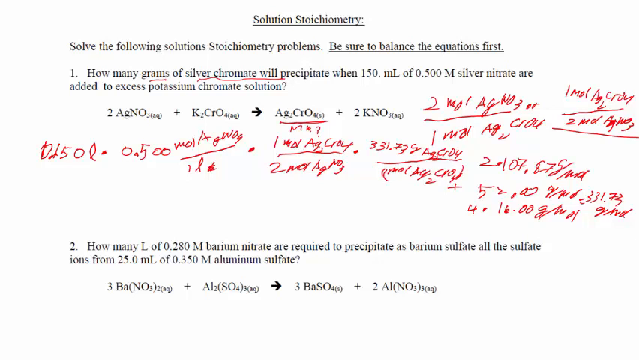There we have it. And now all we need to do is go, okay, let's check our units. Liters cancels with liters. Moles AgNO3 cancels with moles AgNO3. Mole Ag2CrO4 cancels with mole Ag2CrO4. And we have grams Ag2CrO4. So, let's go ahead and crunch the numbers.